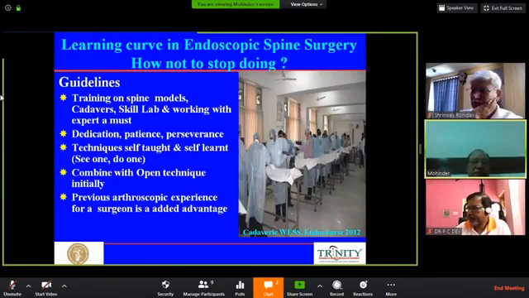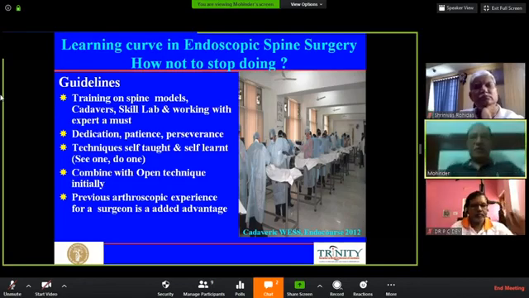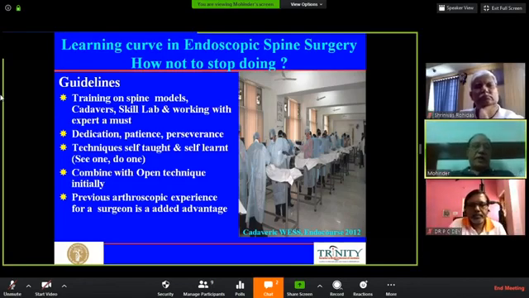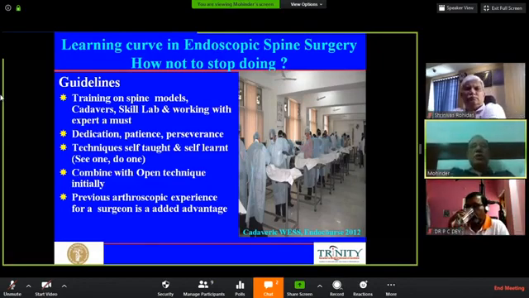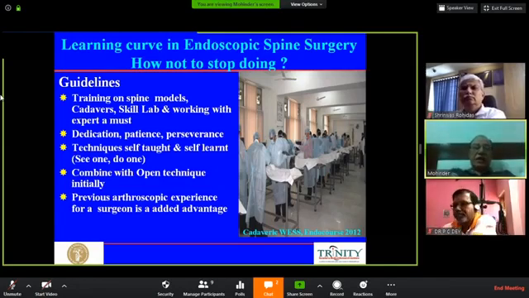Now, guidelines, as I stated earlier: have a spine model in your OPD chamber or in your office, and practice on the spine model as much as you can. The next step is cadavers, which are usually not readily available. You can attend a few workshops with cadavers, and there are skill labs now. Then short-term fellowships are very, very important. You must spend 2 to 3 weeks with a surgeon who is doing these kinds of procedures. Only then do you get that confidence and shorten your learning curve. Dedication, patience and perseverance are very, very important.